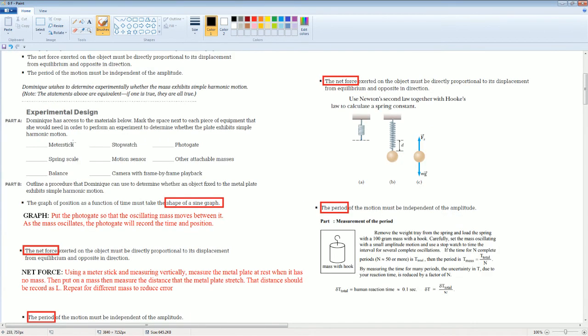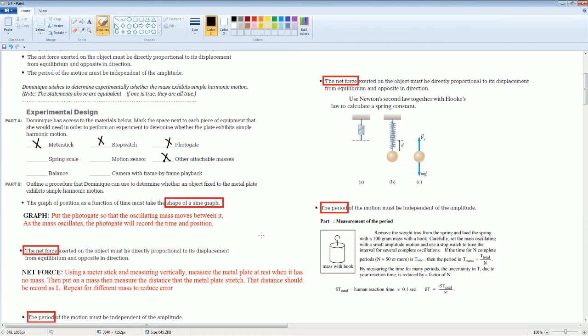So let's go back here to part A. Did we use a meter stick? Yes, we did. Did we use a stopwatch? Yes, we did. Did we use a Photogate? Yes. Did we use the other attached masses? Yes, we did. We did not use the motion sensor. We did not use a spring scale. We did not use a balance. And we did not use a camera with frame by frame playback.